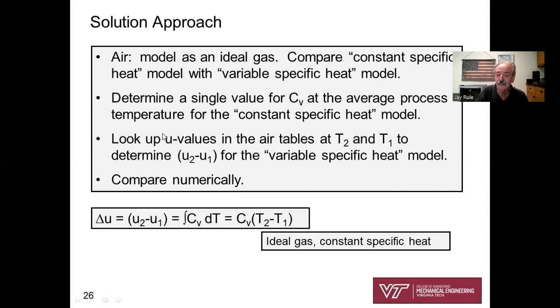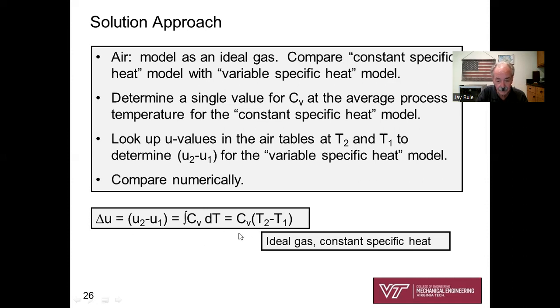For variable specific heat, we've got air, so we're going to use those air tables. Forget that integration stuff with the formula. Let's just go to the air tables. We're going to look up two values: U2 and U1, and we will subtract the two. What that means is we're using the variable specific heat model, and then we'll compare those two numerically.